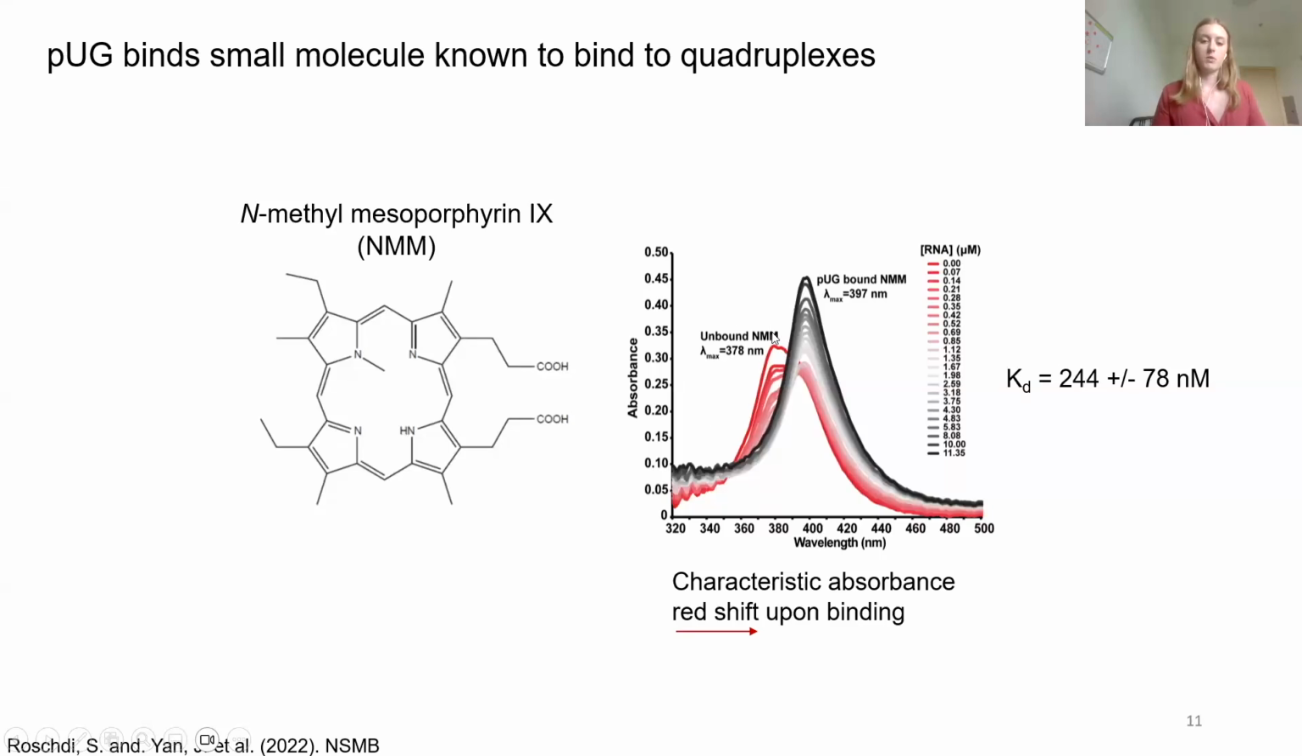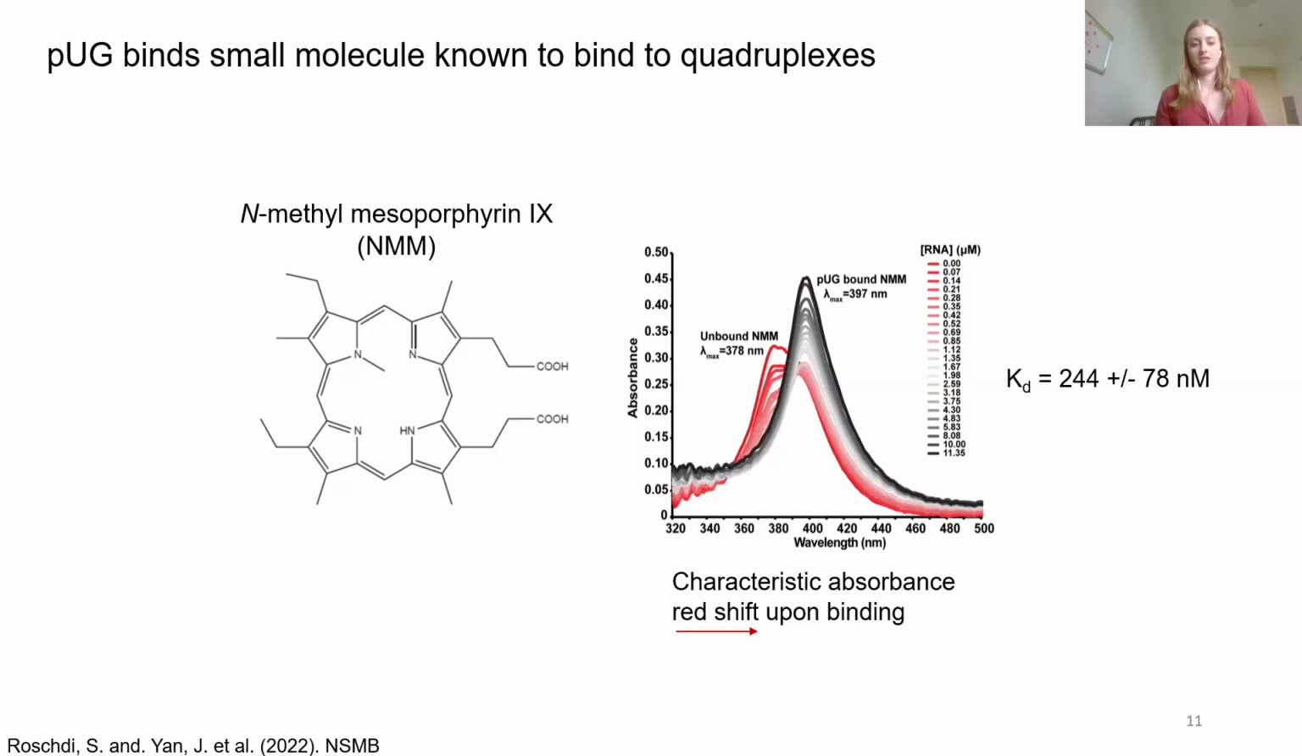So we can see here when we have unbound NMM, it's at about 378 nanometers for its absorbance. And as we add the RNA to it, we can see that absorbance spectrum shifts and increases, indicating that it is binding to the PUG when we add it. And it binds relatively tightly. So once again, this is another line of evidence that this is indeed a quadruplex.